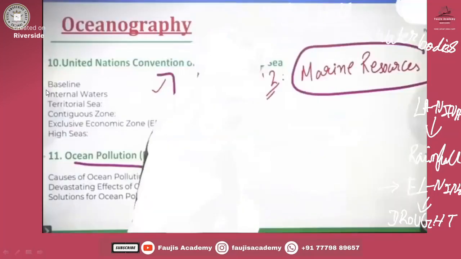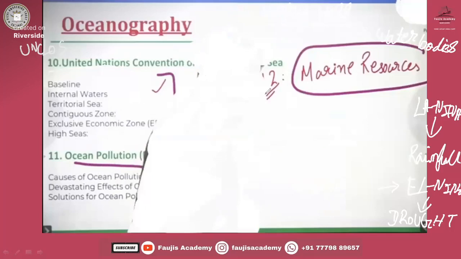Then this is UNCLOS. For ocean conservation, we have the UNCLOS, the United Nations Convention on the Law of the Sea, so we'll study this part also. Then we have the oceanic pollution. That oceanic pollution is not that much important.